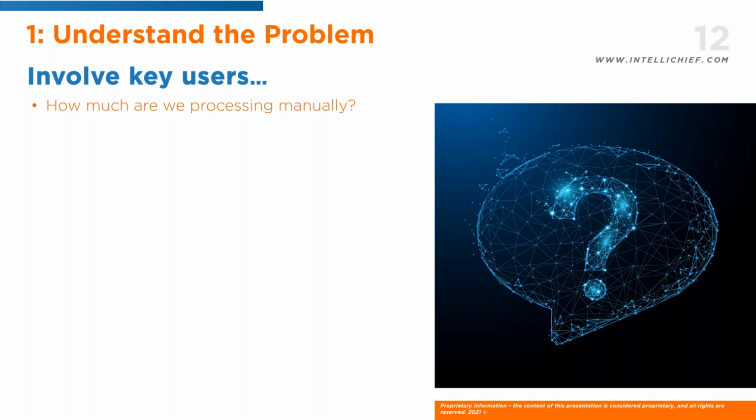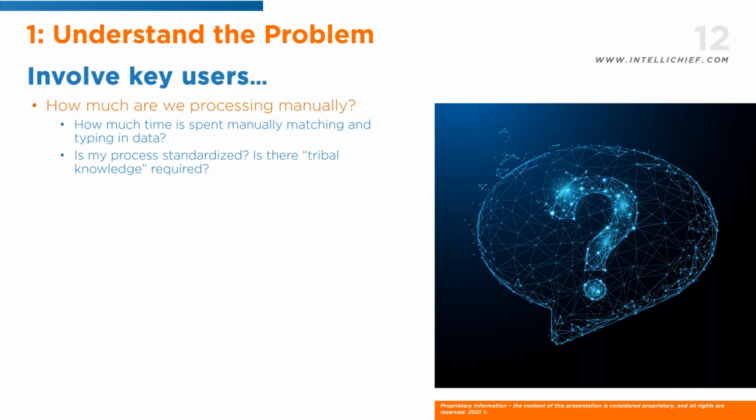Some of the questions to ask there: how much are we processing manually? Obviously, right? How many invoices do I process, 50,000 a month? Is it 5,000 a month, etc.? What's the scope of this problem, if you will? How much time do I spend manually matching and typing in data? Again, these are just general questions, things to think about as you're starting to try to understand the problem we're looking at here, because we've got to quantify it and ultimately come up with what the justification is, right? Is my process standardized? Is there tribal knowledge required? I have a customer out in the central U.S.